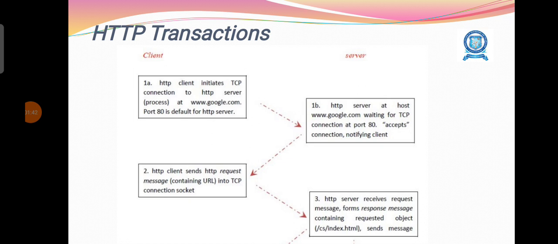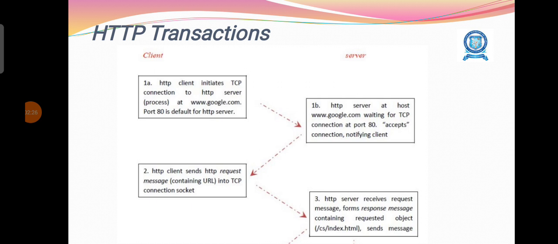First of all, the client initiates the TCP connection to the HTTP server by sending the uniform resource locator address, for example, www.google.com. When it tries to make the connection, port 80 is the default port for the HTTP server. The HTTP server at host www.google.com, waiting for TCP connections at port 80, accepts the connection after being notified by the client. Then the client sends the HTTP request message into the TCP connection socket.